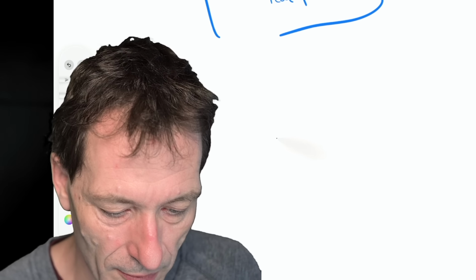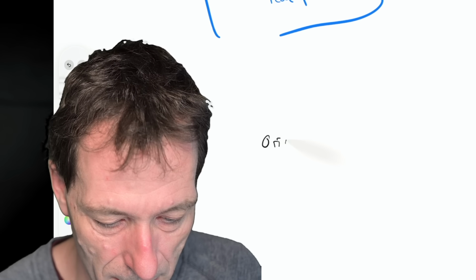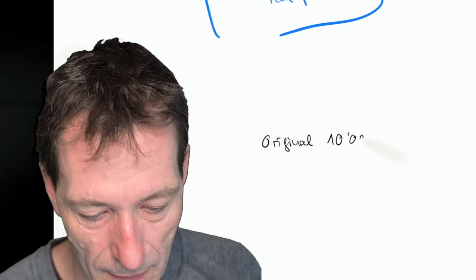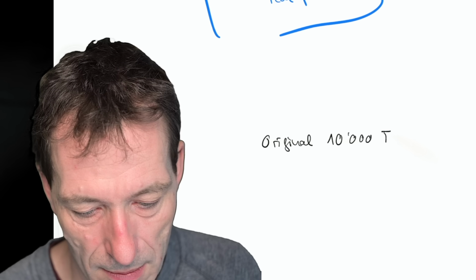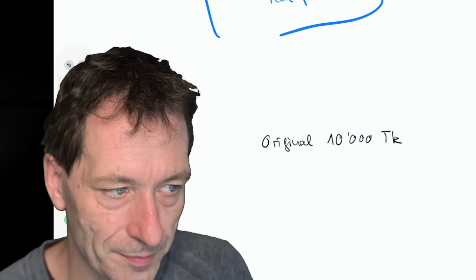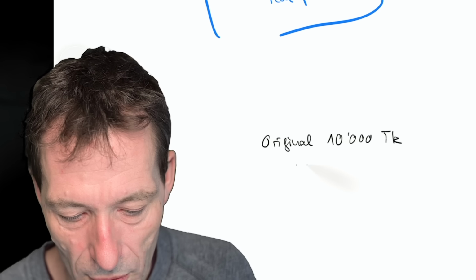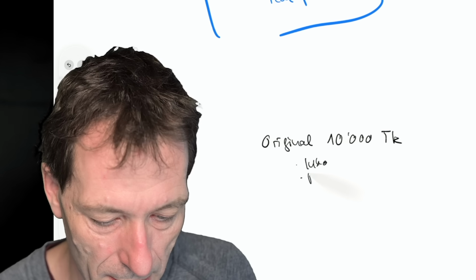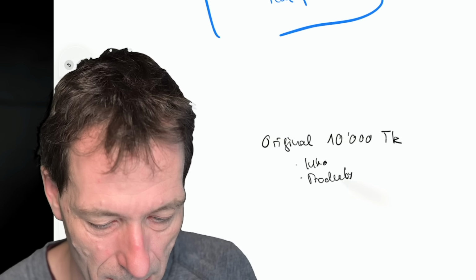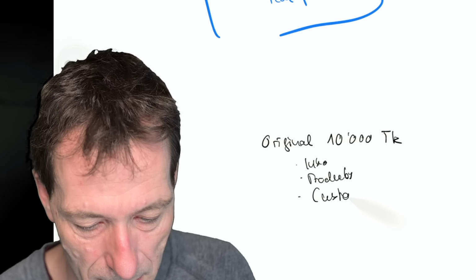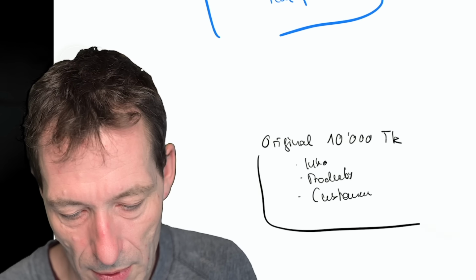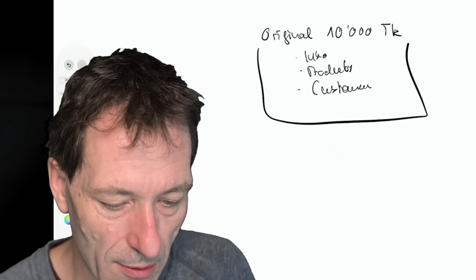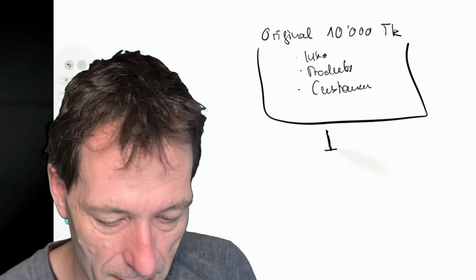So to make this chunking a little bit more visible, it's very simple. Let's say you have an original document with 10,000 tokens. Let's say that the document has introduction, products, customers, etc. Not really important. 10,000 tokens. So now the chunking happens.